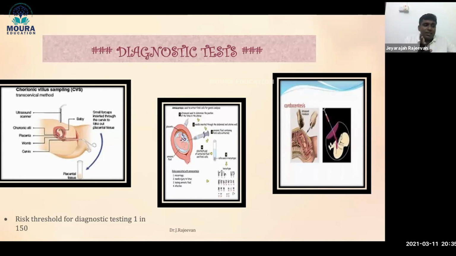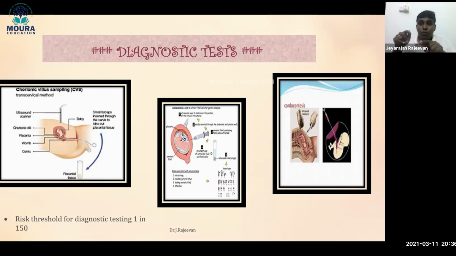But with increasing POA, what will happen? Your amniotic volume will increase. When the amniotic volume increases, you can easily collect the amniotic fluid. So amniocentesis can be done around 16 to 17 weeks. When you do amniocentesis, the complications are less when compared to chorionic villus sampling.